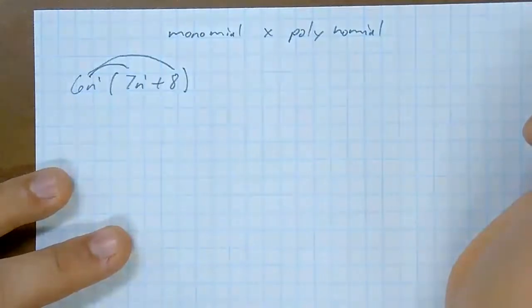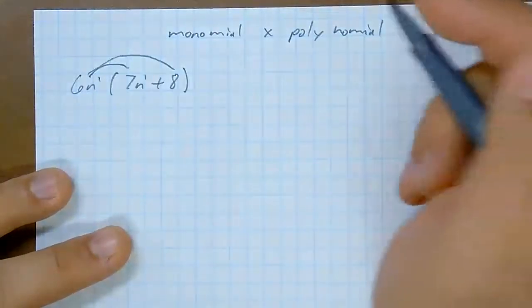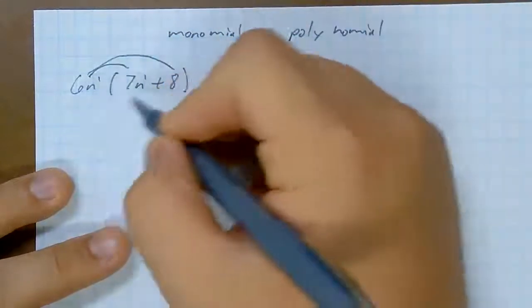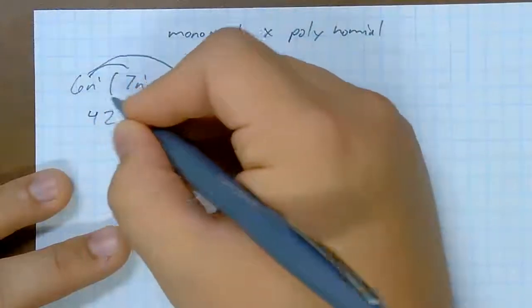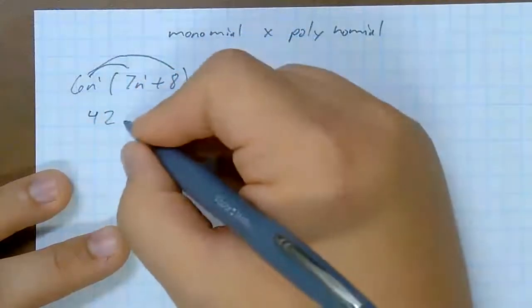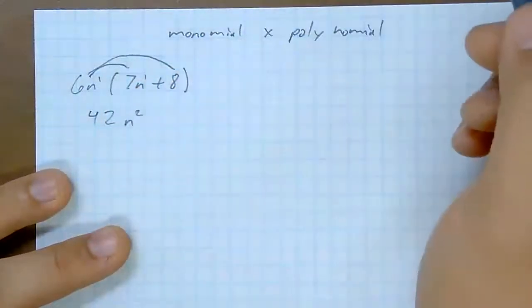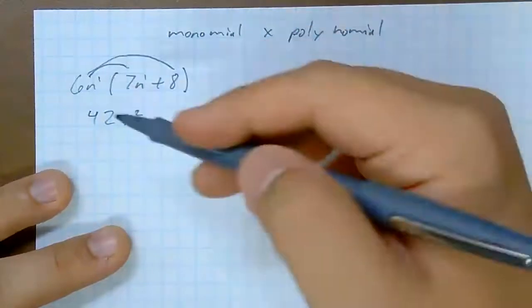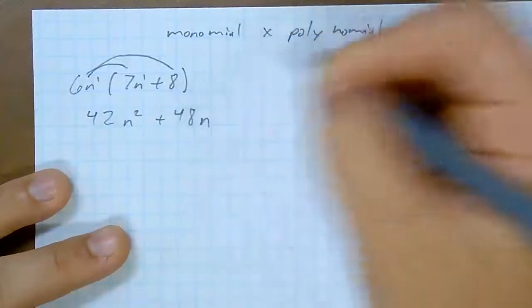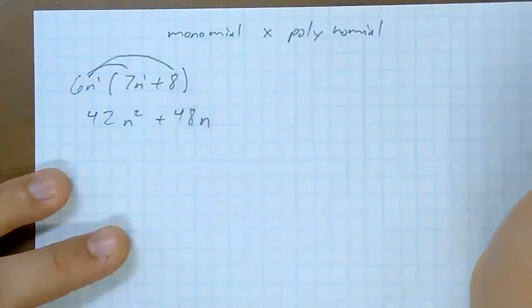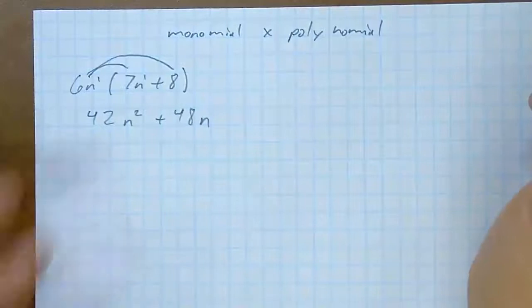Okay, so if we do 6n to the first times 7n to the first, we multiply our coefficients. So 6 times 7 is 42. And n to the first times n to the first, that is n to the second. Multiply 6n times 8, that's 48n. Nothing too crazy.